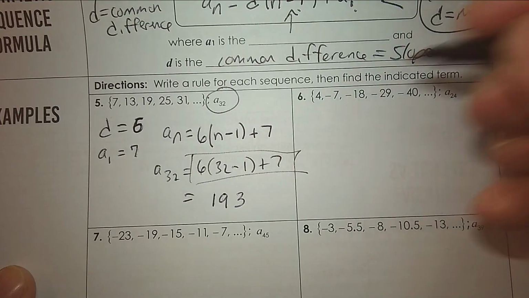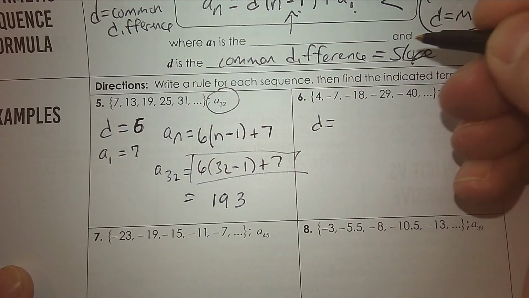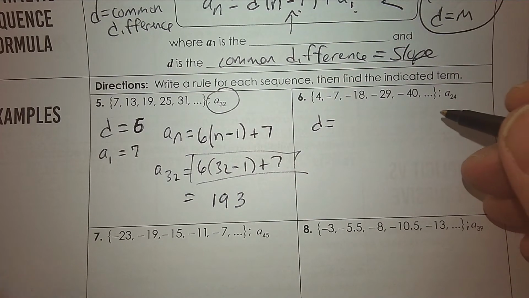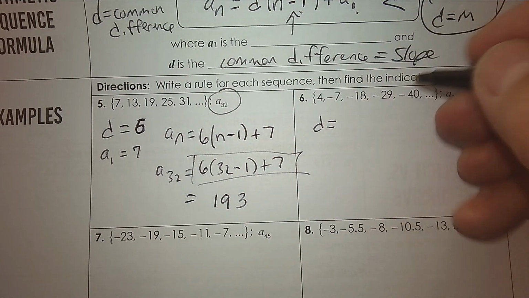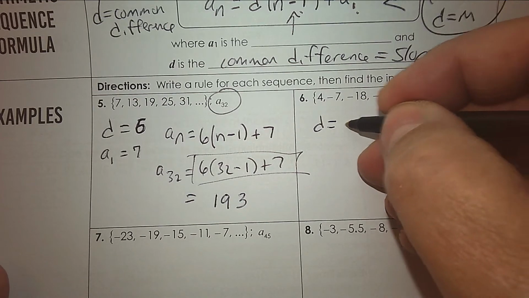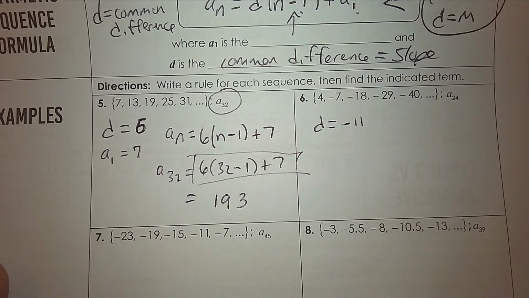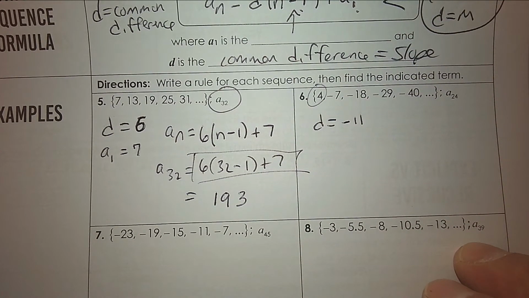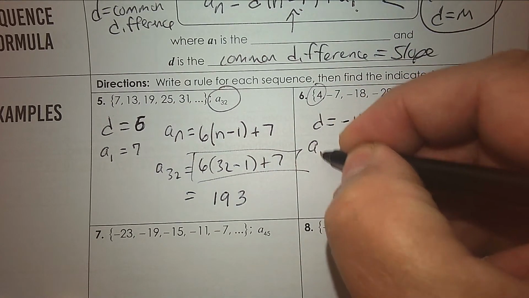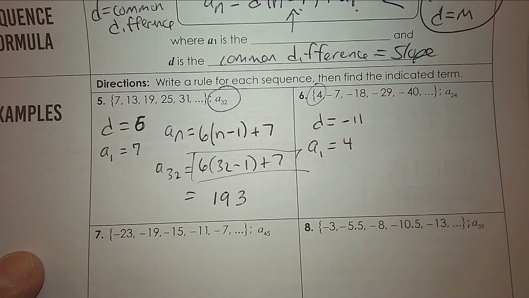Hey, do you know the common difference here is negative? Do you know why it's a negative number and it matters? Because the sequence is decreasing. And it's decreasing by how much every time? And the answer is negative 11. Do you know one of the terms? You can use any of them, but you might as well use the first term, which is 4. So then what's the rule?